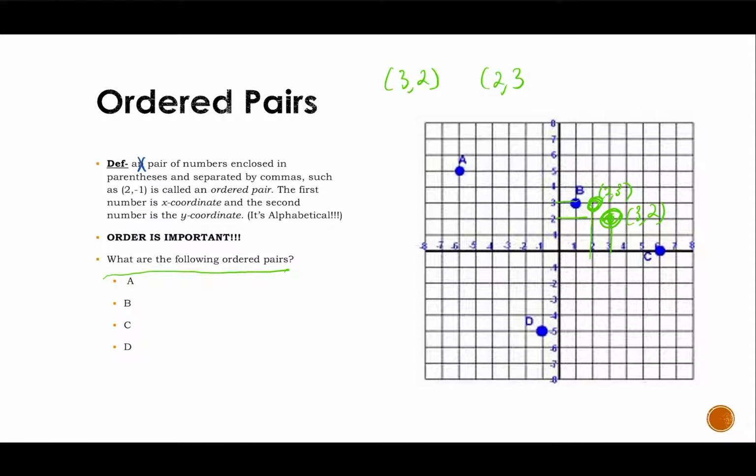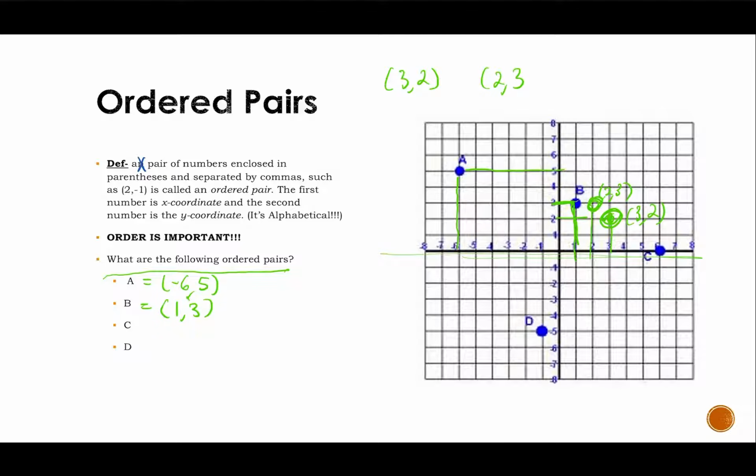So let's look at A. We always want to start with our x-axis. A is where x is -6 and y is 5. So this would be the ordered pair -6, comma, 5. That comma is important because if I didn't have that comma, it'd look like -65 in parentheses, which doesn't help us here. For B, this is where x is 1 and y is 3.